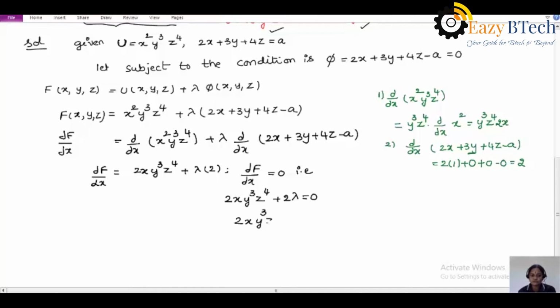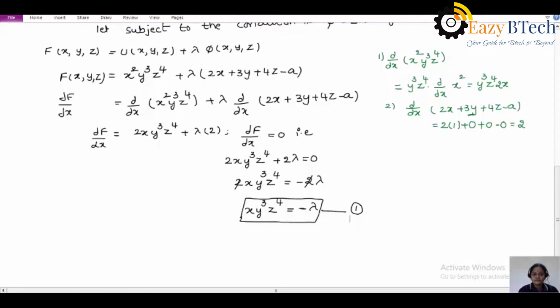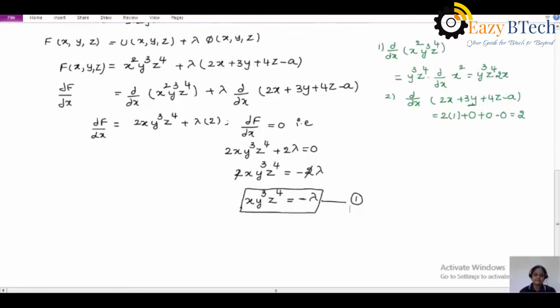2x y cubed z power 4 is equal to −2λ, and 2 will be cancelled. Then x y cubed z power 4 is equal to −λ. This is the value of −λ. Okay, so make it as equation 1. Remember this answer, students.